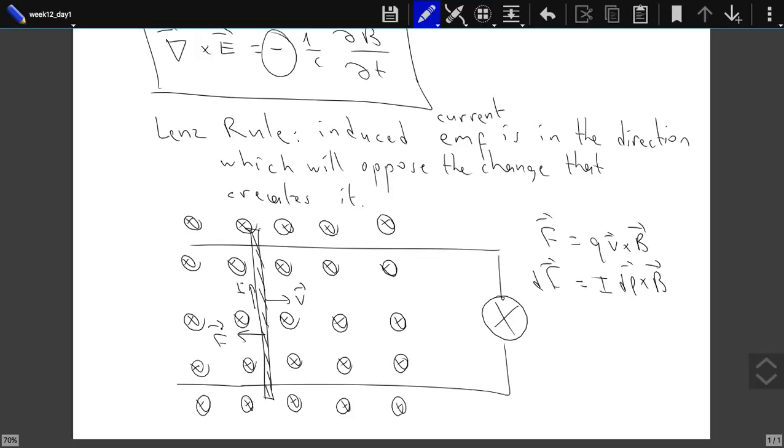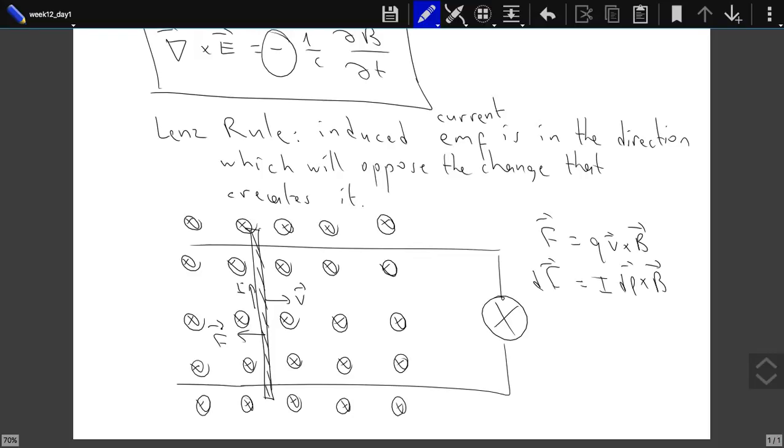Now let's look at the Lenz rule. What does the Lenz rule tell us? So, okay, what is creating this current? So let's try to apply this Lenz rule. What is the cause of this current? So what magnetic field? Okay. So it is the motion of the rod, you are saying. That is creating the magnetic, okay?